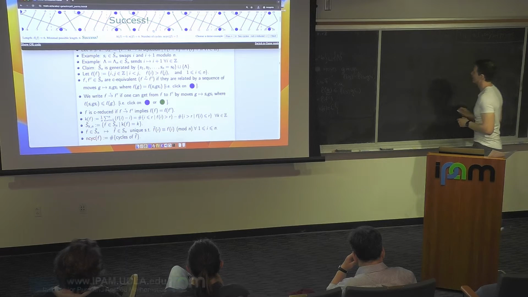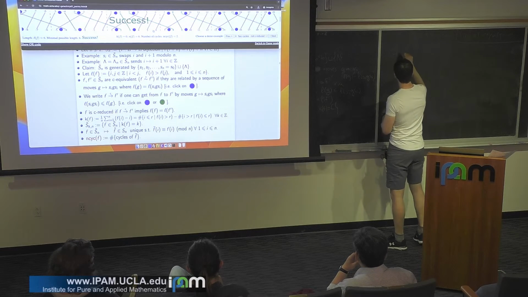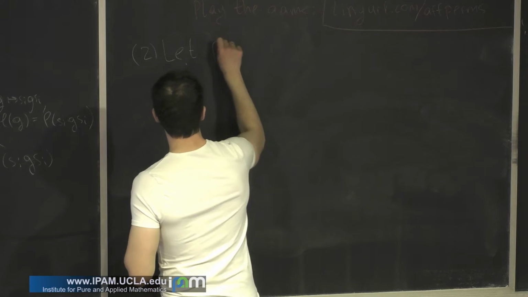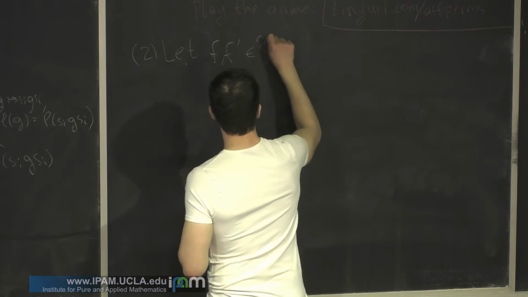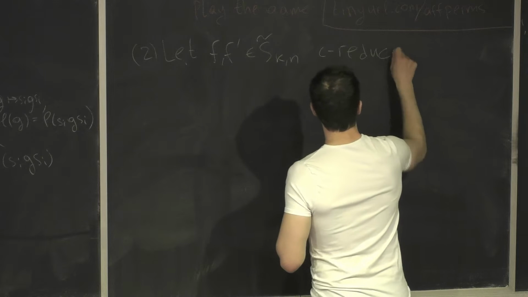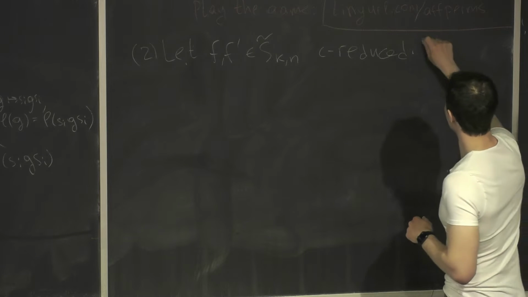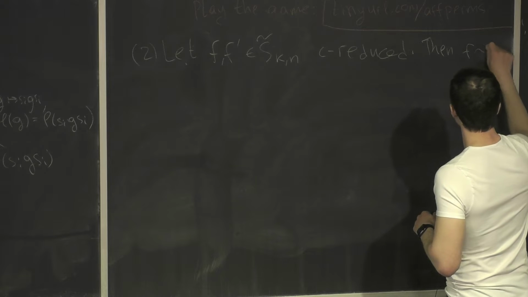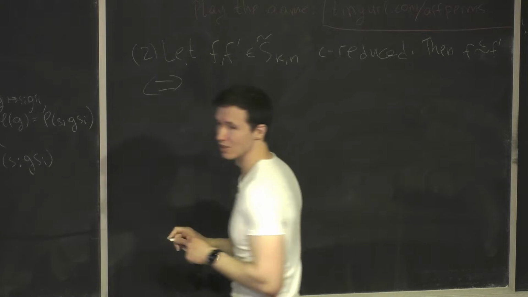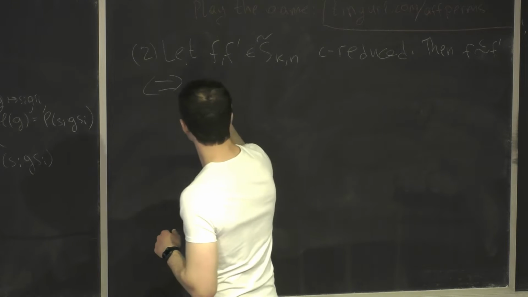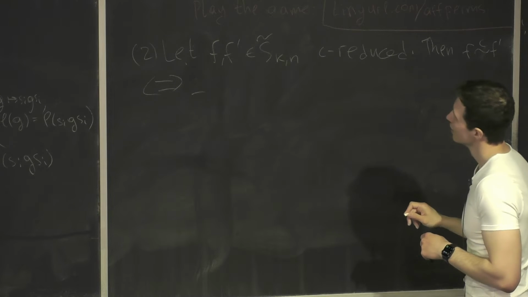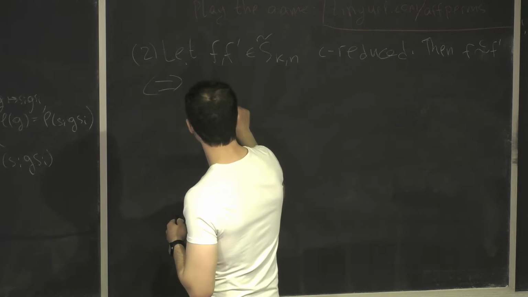So the second part is that, let f and f prime be two C-reduced affine permutations. Then f is C-equivalent to f prime if and only if the following two conditions are true. So the first one, let me just state it and then I'm going to explain what it means.